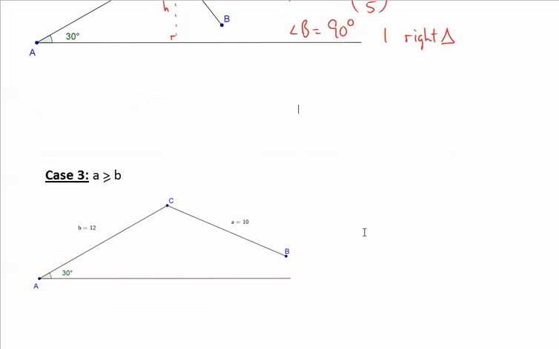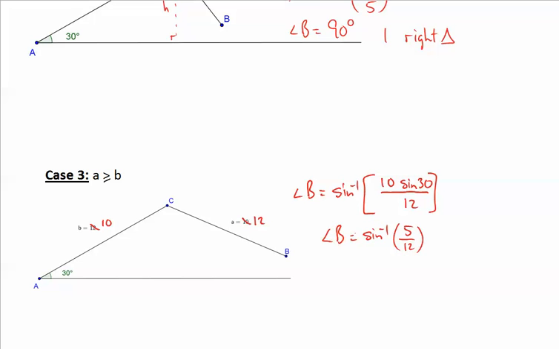Case 3, well, what if a is a value greater than or equal to b. I think I've got my graphic backwards here. I think this should be 12 and this should be 10. What I'm going to get in this case, arc sine of, let me see, the side a is 10 and then sine of 30 and I divide by 12. Half of 10, 5 over 12 with arc sine.